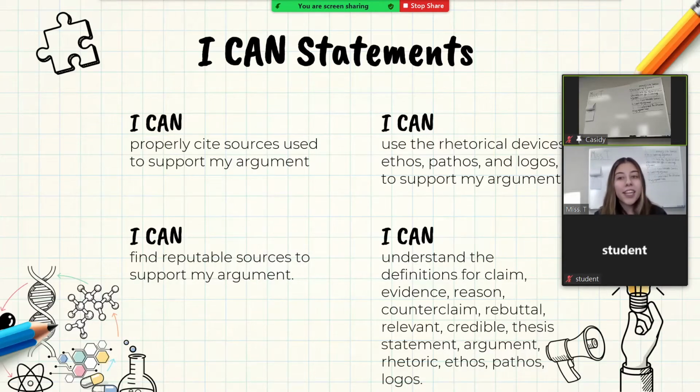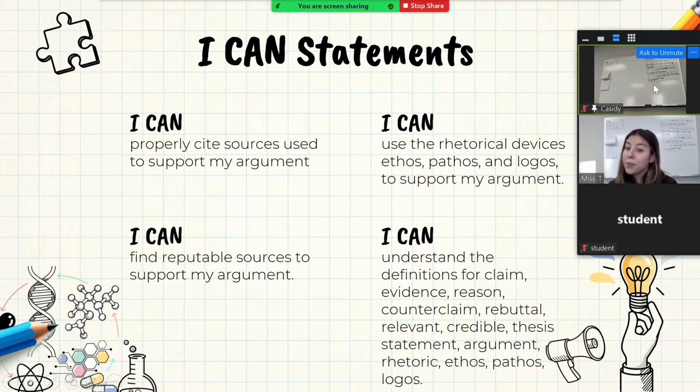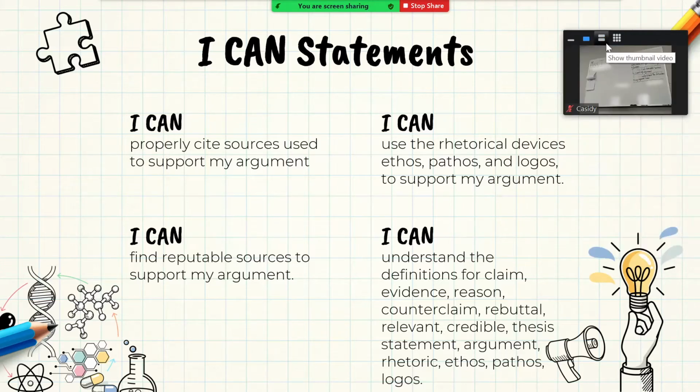These are going to be your I can statements for the week, possibly into next week. It completely depends on how you guys are doing with this lesson. I don't want to push it too far. Your first I can statement is: I can properly cite sources used to support my argument. Your second one is: I can find reputable sources to support my argument. I can use the rhetorical appeals, ethos, pathos, logos, to support my argument. And you can understand the terms from today. It's a long list of terms, but I'd rather dive into the examples and help explain that to you guys.